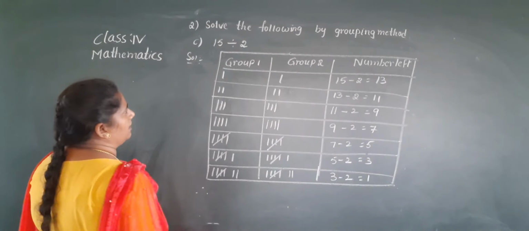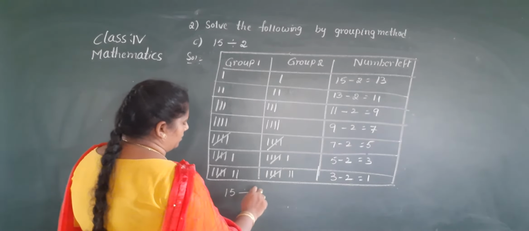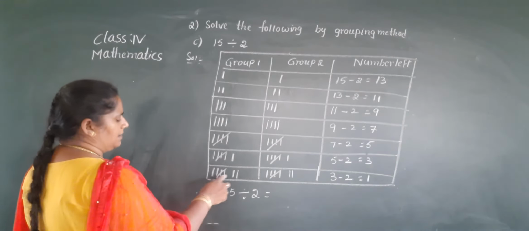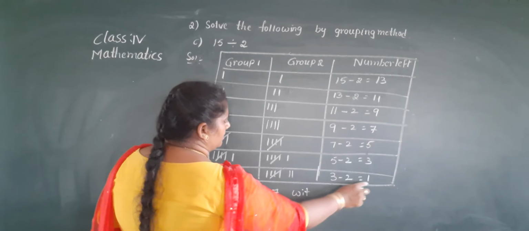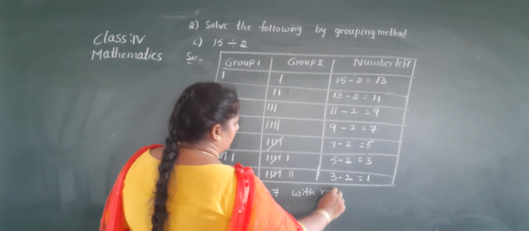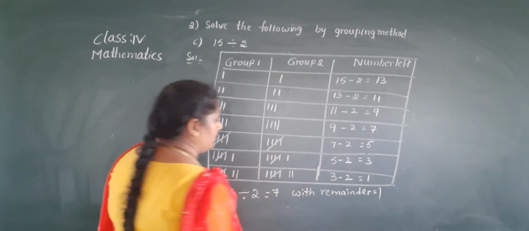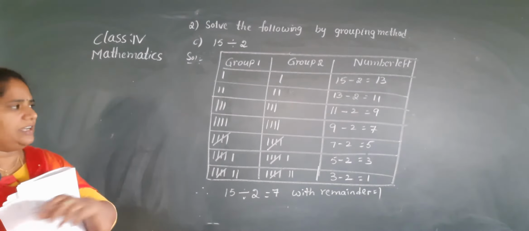Therefore, count the number in each group. 15 is divided by 2. How many is there in the group? 1, 2, 3, 4, 5, 6, 7. 7 with remainder, meaning number left, equal to 1. Okay? Is it clear to you, children, how to distribute the number to the groups? 1, 1, 1, 1, you have to distribute. After that distribution, we write how many are left here.